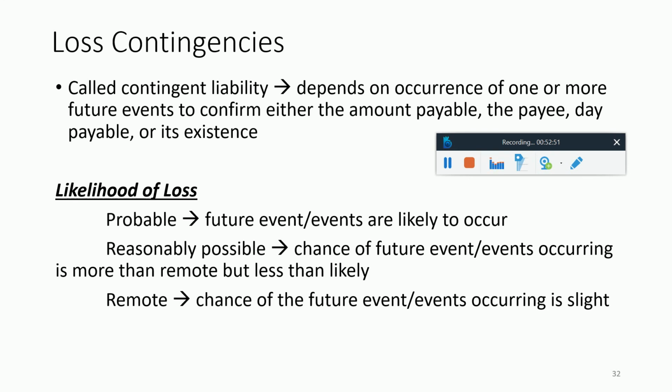And so when we look at contingent liabilities, there is a spectrum of likelihood of loss. So on the far right side is probable.